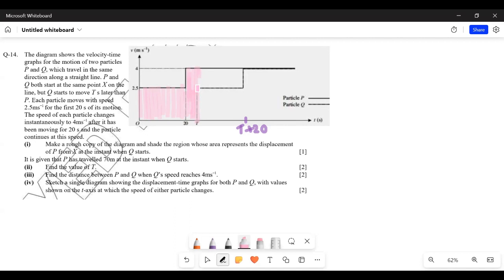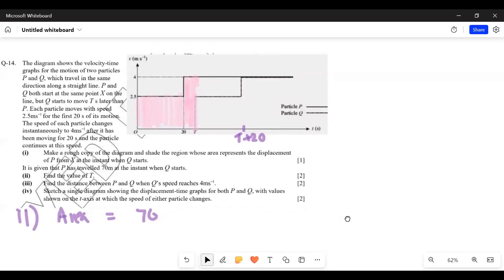It is given that P has traveled 70 meters at the instant when Q starts. Find the value of T. So the area of the shaded region is 70 meters. Find the value of T. So distance is area again. So for part 2, area is equal to 70. The area of this shaded region, that is the distance covered, is 70.